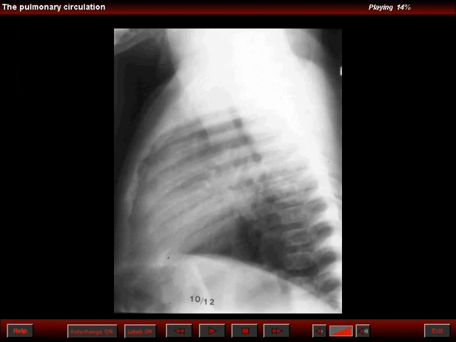The lateral view of the chest confirms the presence of a hypoplastic right pulmonary arterial tree. We do not see the normal oval density that normally projects ventral to the trachea, representing the right pulmonary artery seen on end.